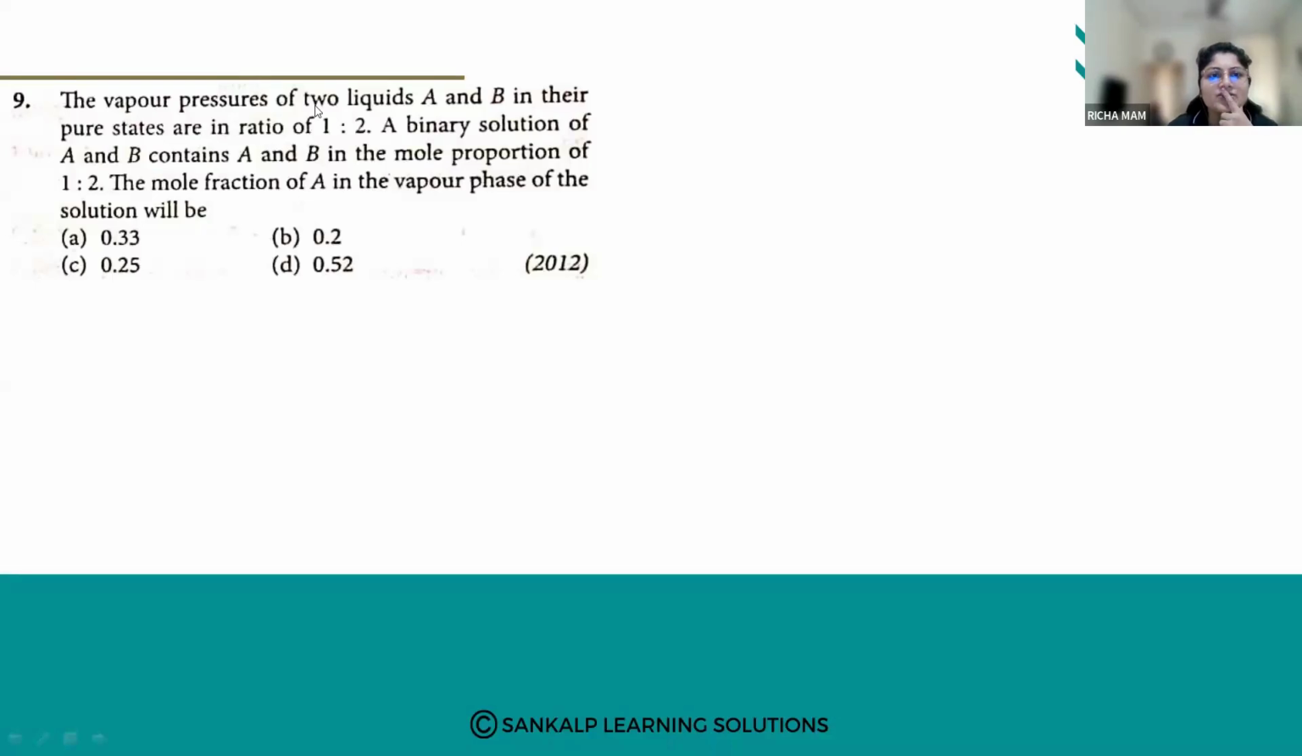The vapor pressures of two liquids A and B in their pure state are in the ratio 1:2. A binary solution of A and B contains A and B in the mole proportion of 1:2. The mole fraction of A in the vapor phase of the solution will be. Now, what all things are given here? First, the vapor pressure of pure liquids A and B is in the ratio of 1:2.